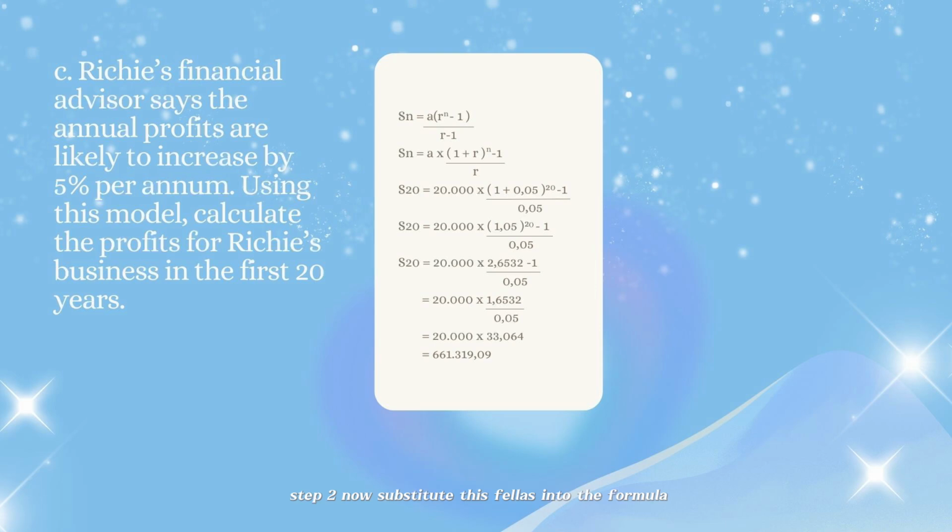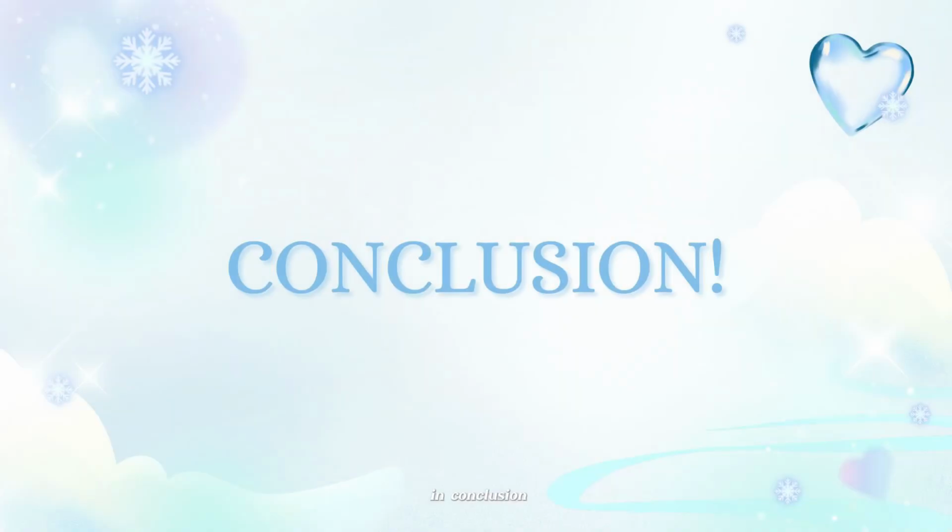Step 2. Now, substitute these values into the formula. Multiply 20,000 by the result of dividing 1.6533 by 0.05. Dividing 1.6533 by 0.05 equals 33.064. Finally, multiply 33.064 by 20,000, which gives $661,319.08.